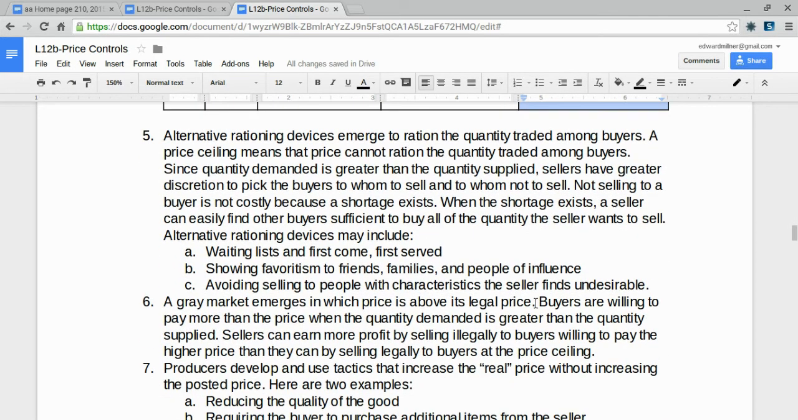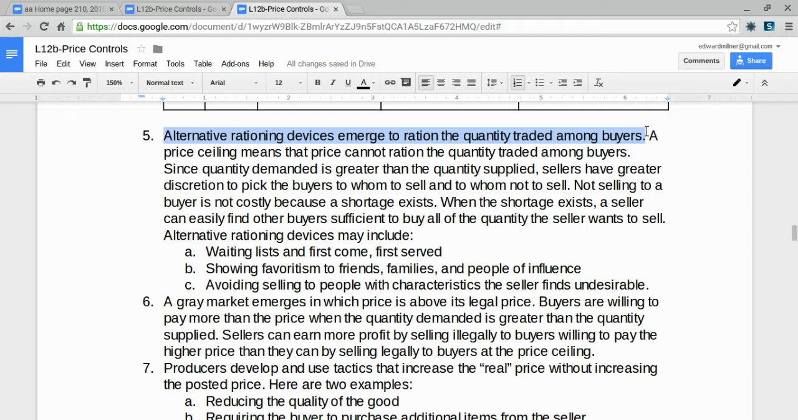The 5th effect, alternative rationing devices emerge to ration the quantity traded among buyers. A price ceiling means that price cannot ration the quantity traded among buyers. Since quantity demanded is greater than the quantity supplied, sellers have greater discretion to pick the buyers to whom to sell and to whom not to sell.